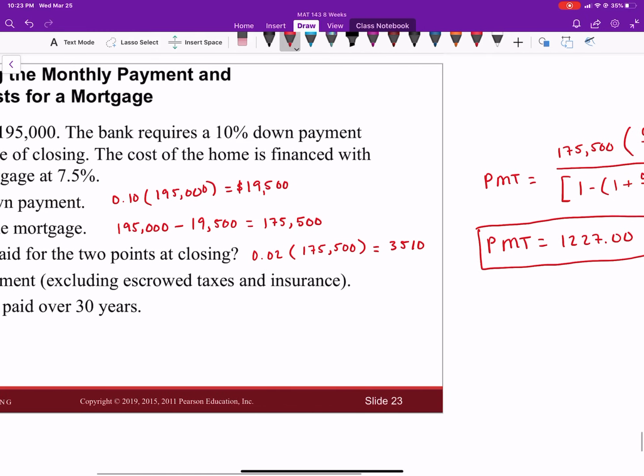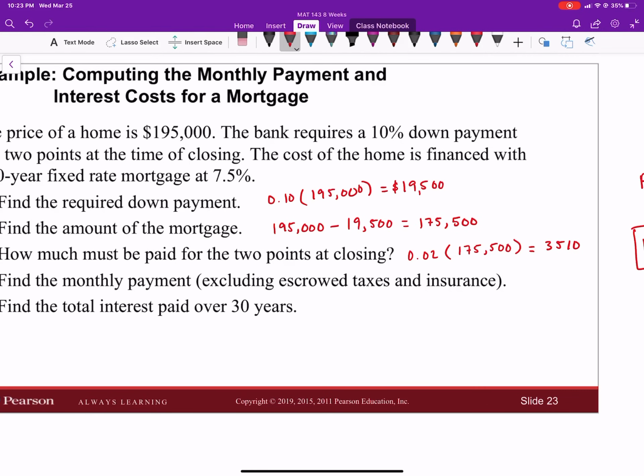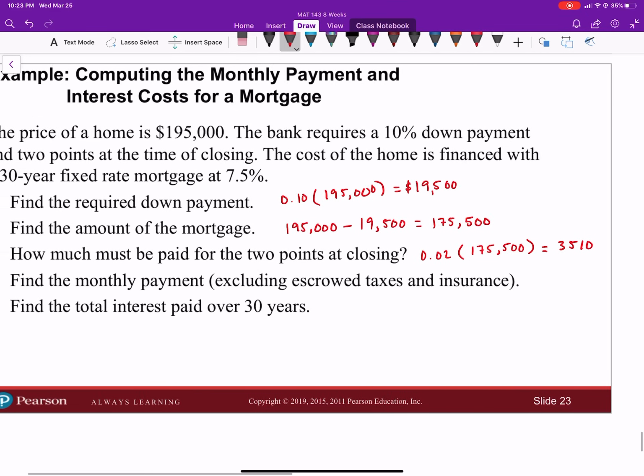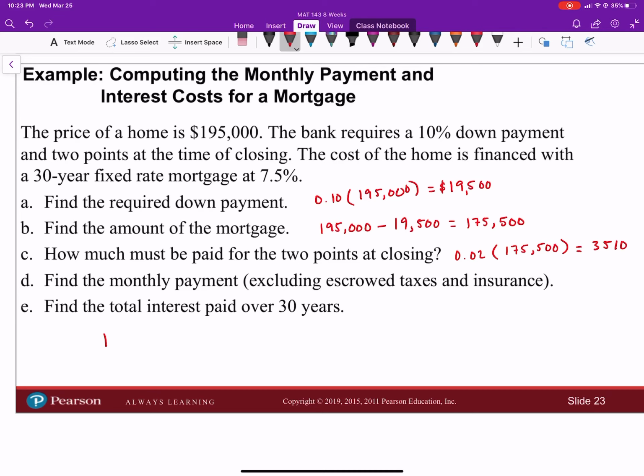That was just your monthly payment, excluding any extra taxes or insurances. Let's find the total interest paid over the 30 years. To figure that out, we take what we just got, which was 1,227, and multiply that times our 12 times our 30 years, because it's 12 months, then we have 30 years. Then we need to subtract the 175,500, which is the mortgage. When we do that, we get $266,220.